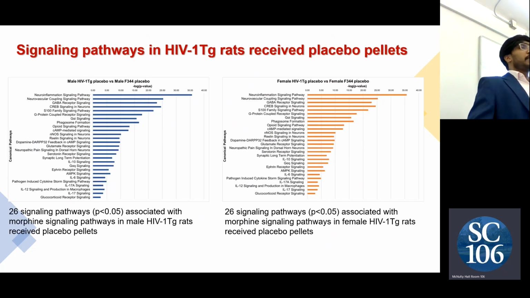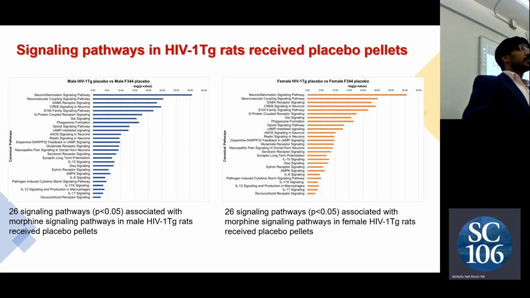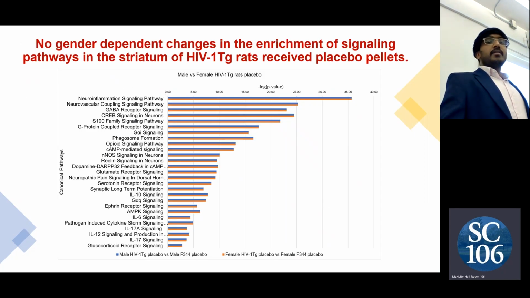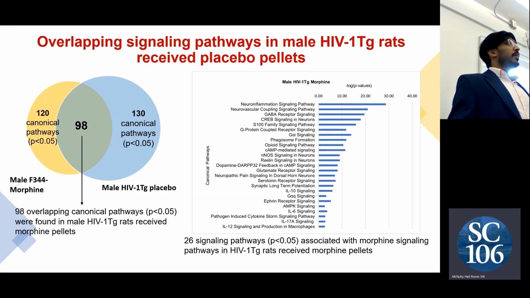Then we compared the p-value of overlap of the signaling pathways among the different treatment groups, and we found that in the HIV transgenic rats that received placebo treatment, there were 130 signaling pathways that were upregulated. From there, we found that 26 signaling pathways could potentially contribute to opioid dependence and addiction in these rats. We then compared gender-dependent changes, and found no gender-dependent changes in the enrichment of these signaling pathways.